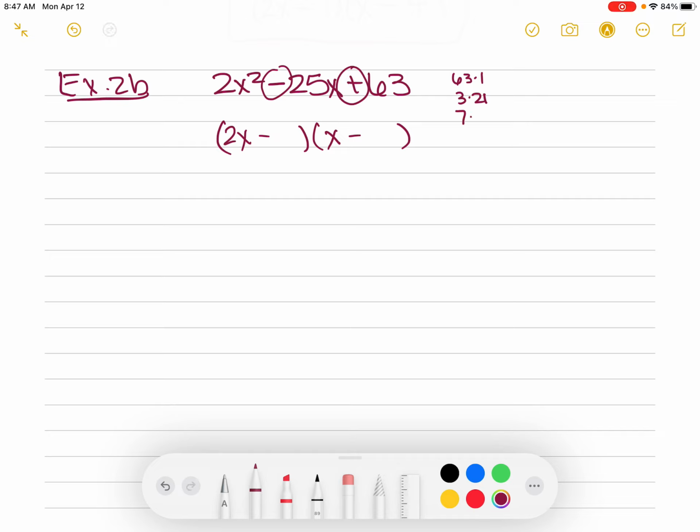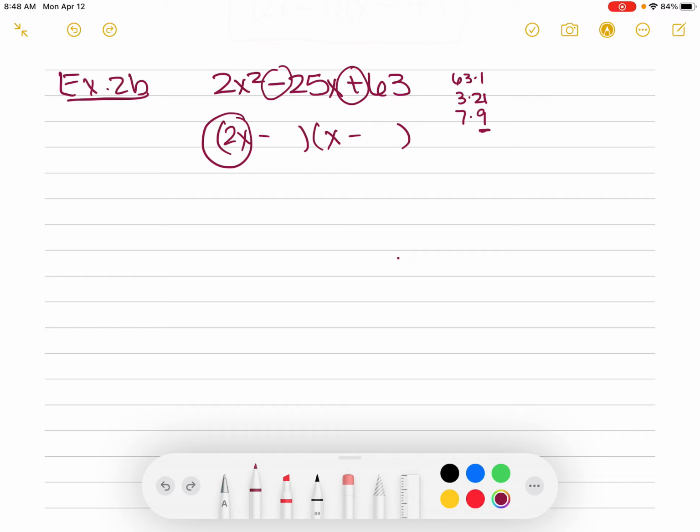Okay, and then I have 7 times 9, right? Well, that one could work too because I have to multiply one of those by 2. So if I multiply the 9 times 2, that's going to give me 18, plus 7 would give me 25. So that's what I need to do. I need to make sure that I'm multiplying the 2x times the 9. So that means the 9 goes here.